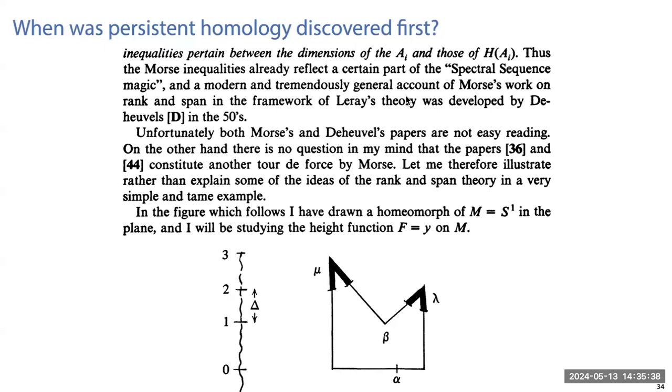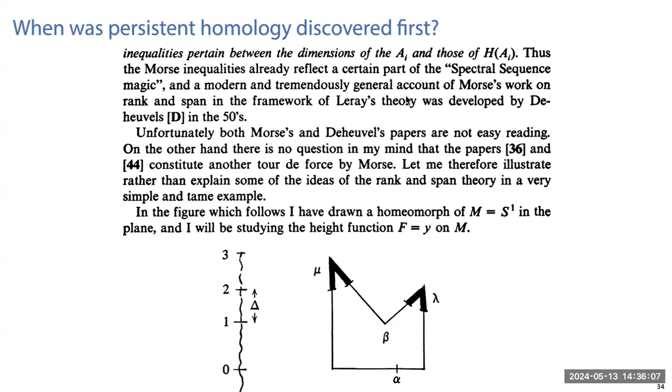Lambda closes a 0-dimensional cycle, while this mu here generates a 1-dimensional cycle. And he then also explains that, in a sense, the homology that's born at beta is killed by lambda. And so these are paired up. And that's actually exactly the observation that we explain now in persistent homology in terms of the decomposition.